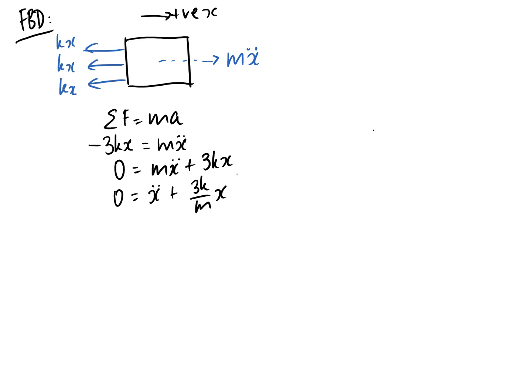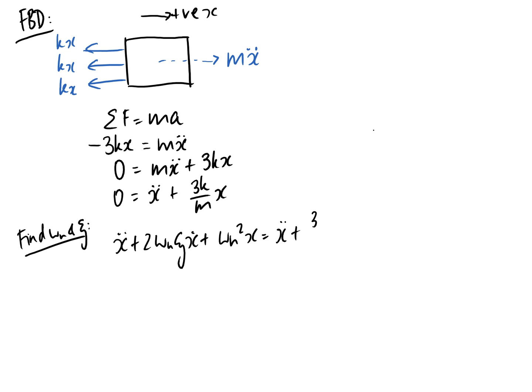Alrighty, so now I'm up to trying to determine omega n and the damping ratio. So I know that this equation here has to equal the general form. Alrighty, so we know that the x part here, omega n squared, has to equal 3k on m. And we can rearrange it like that.